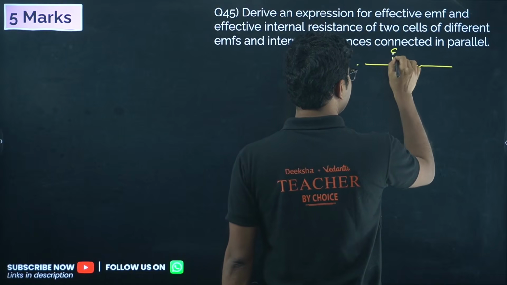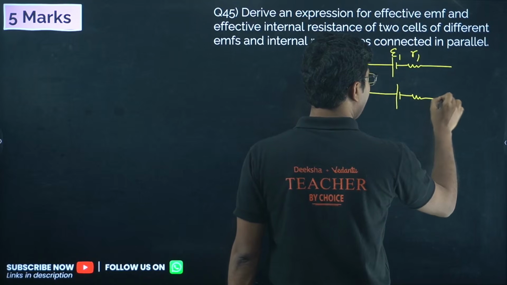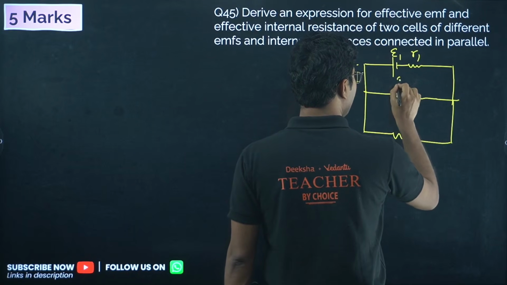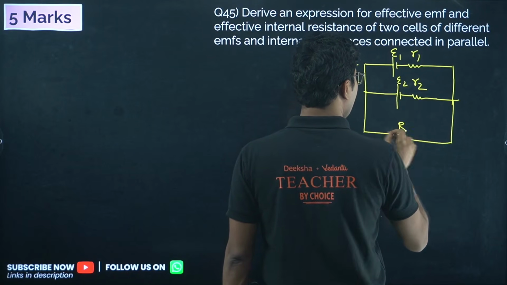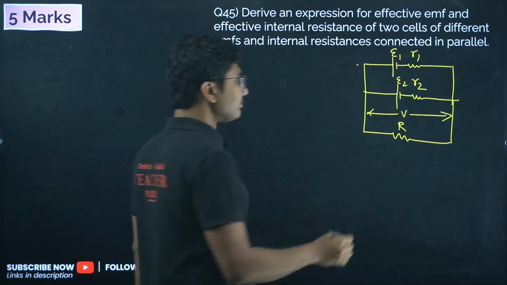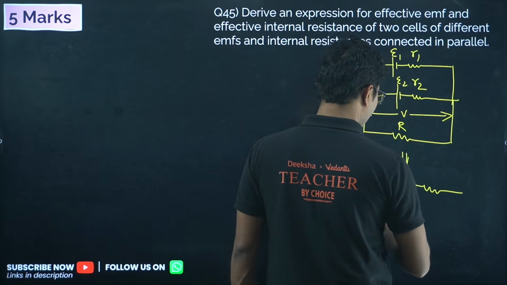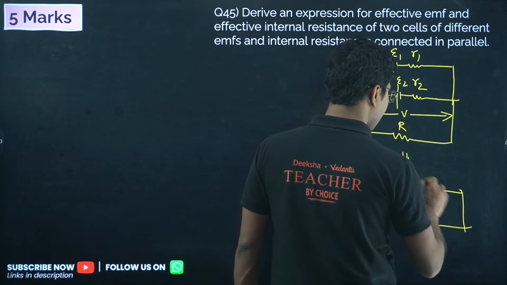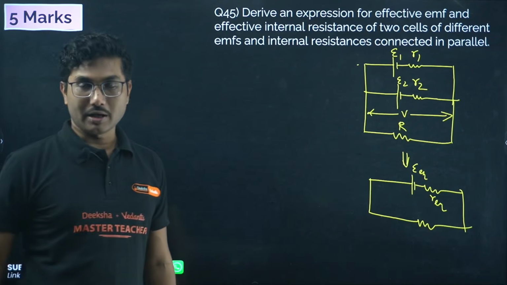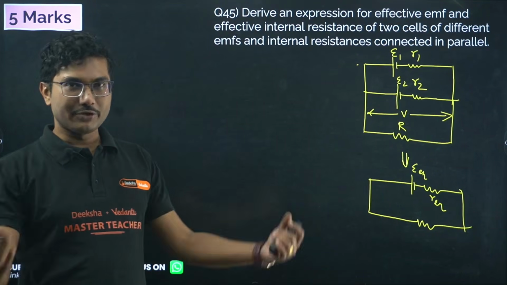In parallel combination, we have epsilon 1, r1, and epsilon 2, r2. So here the cells are connected in parallel along with the external resistance R. Now the voltage across all these branches is the same. Remember, no matter what you are doing, the equivalent circuit is always similar, whether resistances or capacitors, because the equivalent will only have one thing, not multiple things. That is the beauty of the equivalent cell.